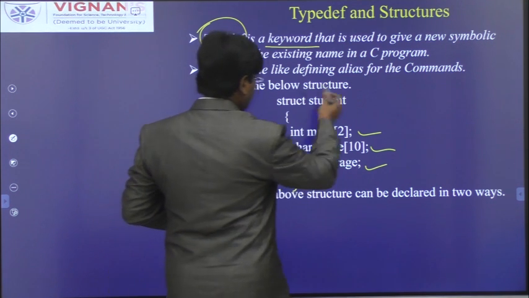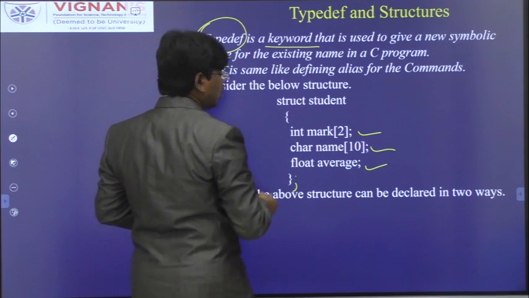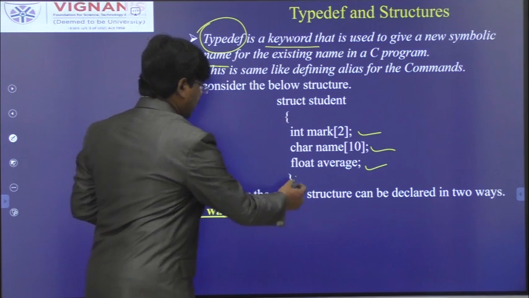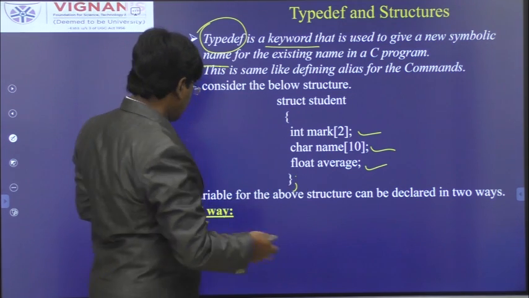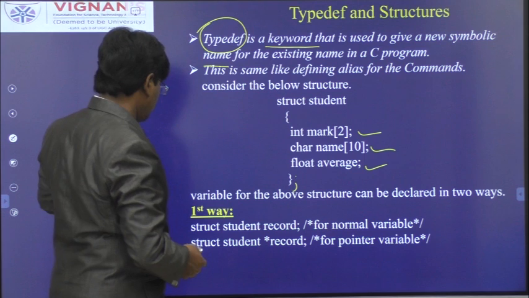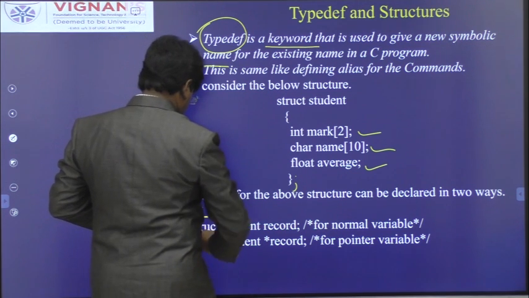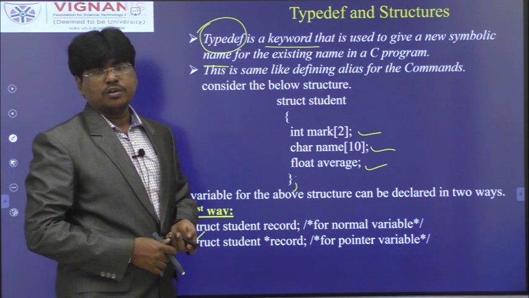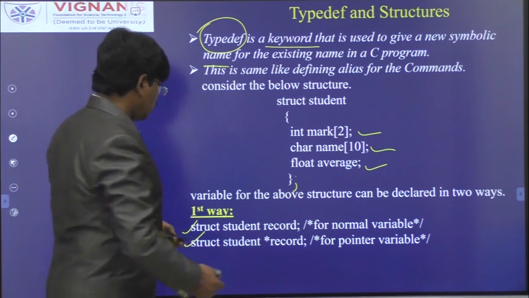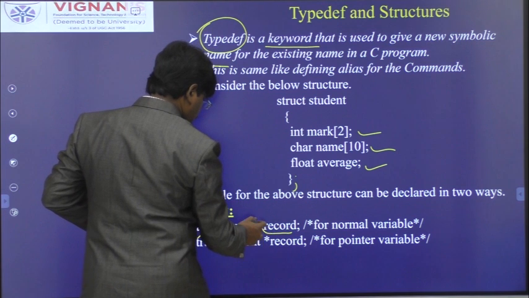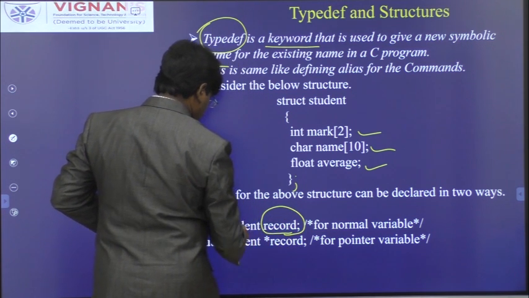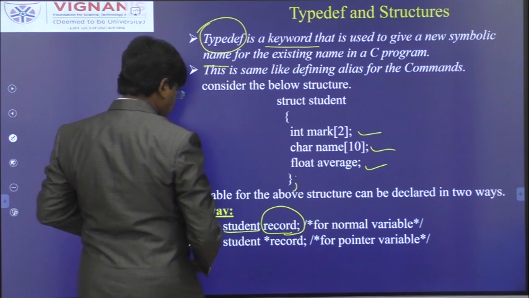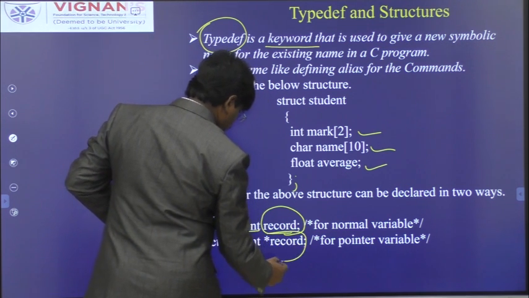For example, I want to declare a structure variable for this. I know two ways are there: using the structure tag or at the end of the declaration. Here, using the structure tag, I have created structure variables of normal variable and pointer variable. So this statement indicates that it is a normal variable for the student structure, and this one is a pointer variable for the student structure.